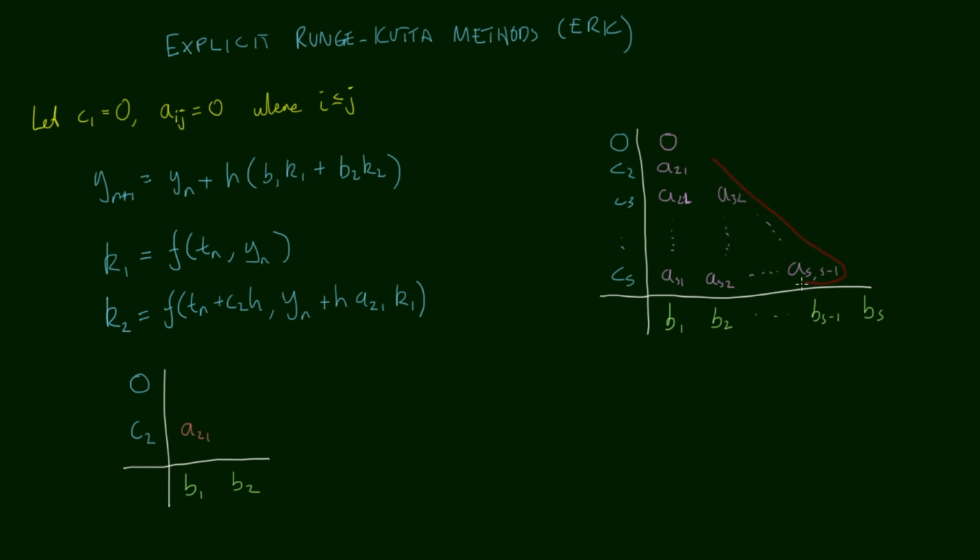If I draw a border around our A, you notice there's nothing up here. These are actually zeros, but I haven't written them for simplicity. So when we're presented with a Butcher tableau, if it's strictly lower triangular, we have an explicit Runge-Kutta method, and if it isn't strictly lower triangular, we know we have an implicit Runge-Kutta method.